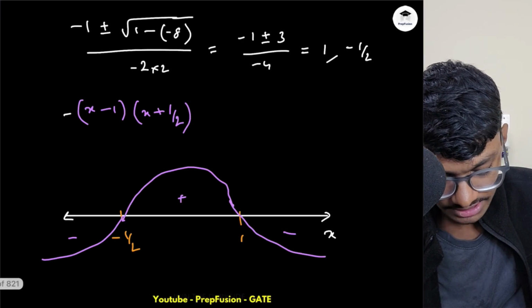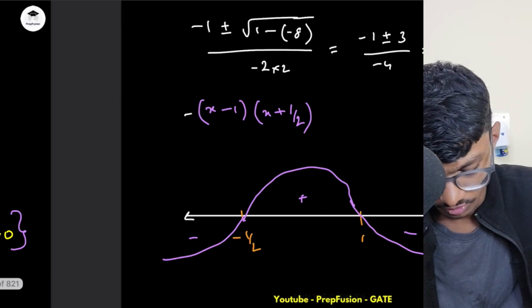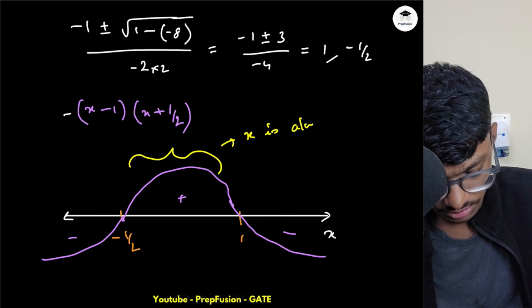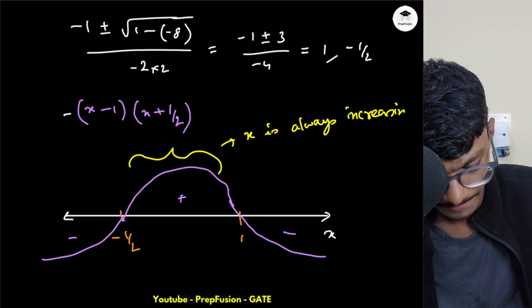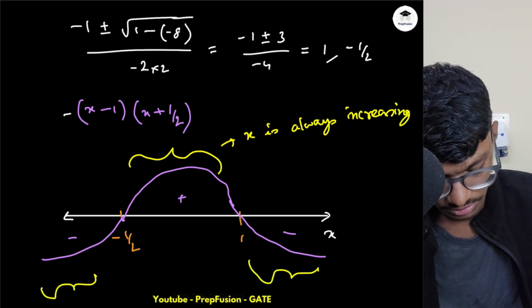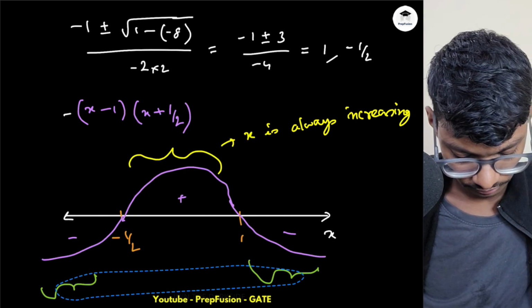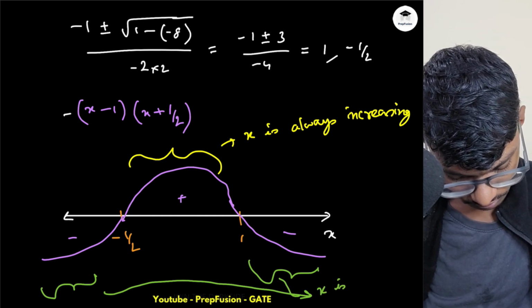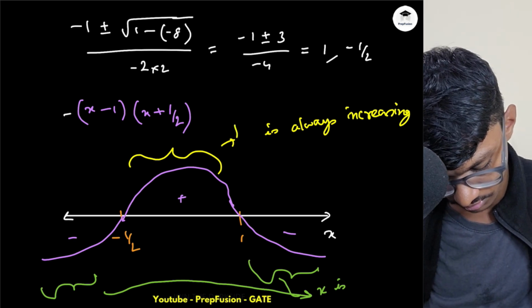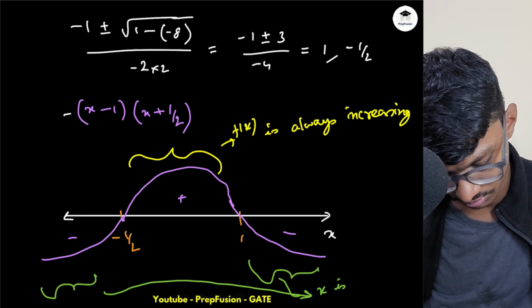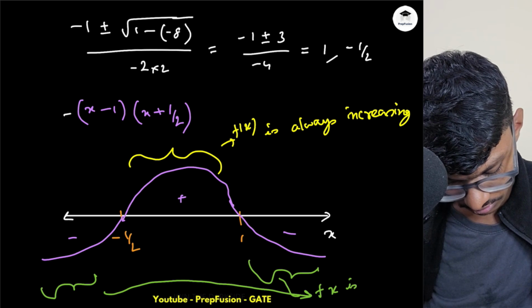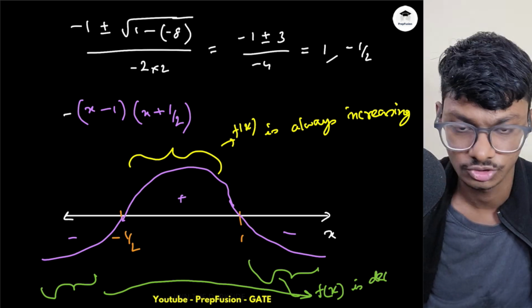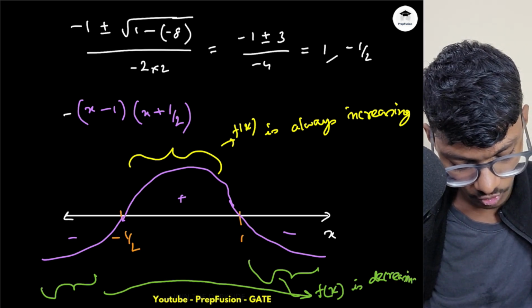Okay, so what I can say is that in this range my x is always increasing, and in this range f of x is decreasing, because the slope is negative always. This is a slope only, right? This is slope only.